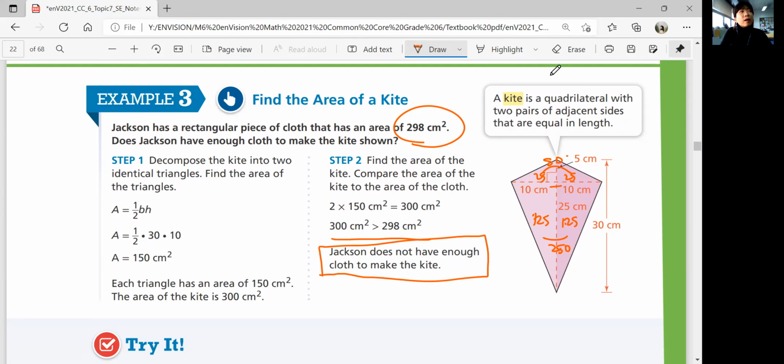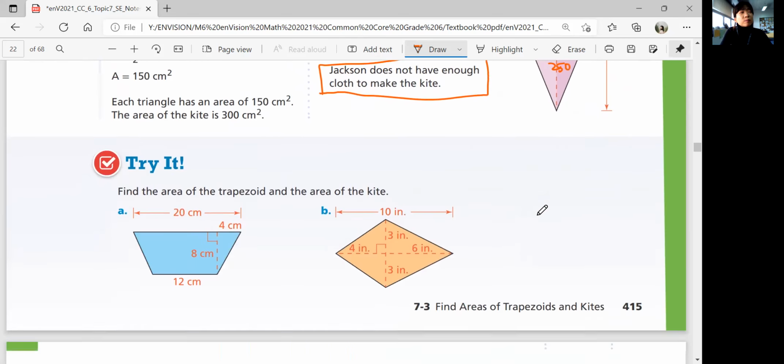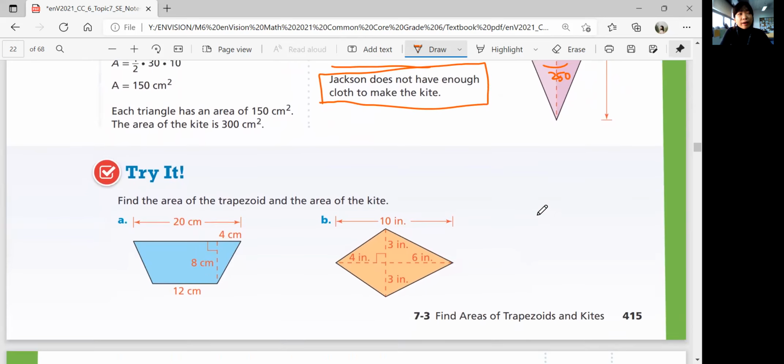Okay, let's look at the Try It question. Find the area of the trapezoid and the area of the kite here. Okay, see if you can find the areas of the trapezoid and the kite. Come back when you're ready for answers.